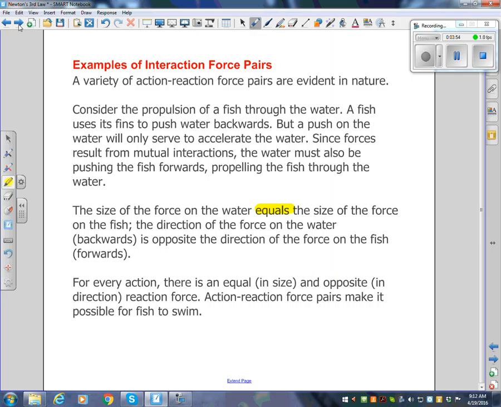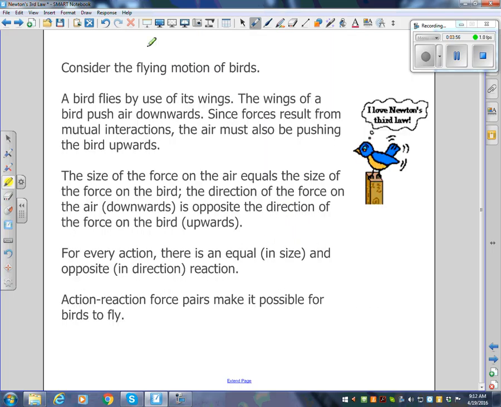Consider the flying motion of birds. A bird flies by use of its wings. The wings of a bird push air downwards. Since forces result from mutual interactions, the air must also be pushing the bird upwards. The size of the force on the air equals the size of the force on the bird, and the direction of the force on the air, downwards, is opposite the direction of the force on the bird, upwards. And that's again, for every action, there's an equal in size and opposite in direction.